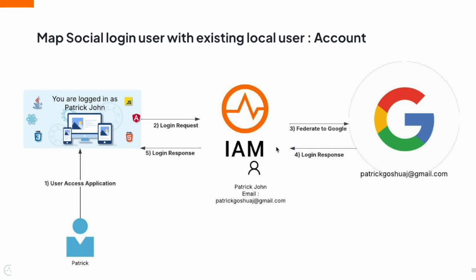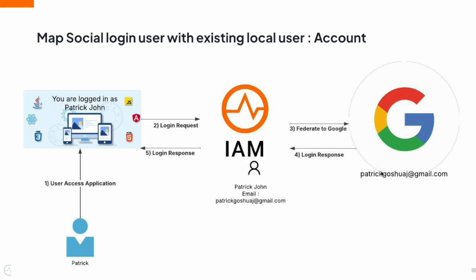Let's try to interpret what I have drawn here. Again, the user Patrick is trying to access the application, and there's a Google user whose email is patrickgoshua@gmail.com. And then again, there's a local user in your local store which is associated with WSO2 identity server, and his name is Patrick John. So essentially, there is no relationship between these two users, but the email that you have configured in this profile will be patrickgoshua@gmail.com. So essentially, there's a matching attribute between these two users.